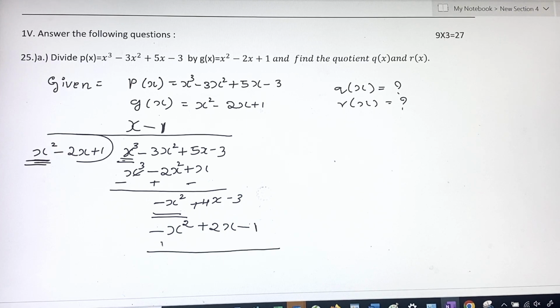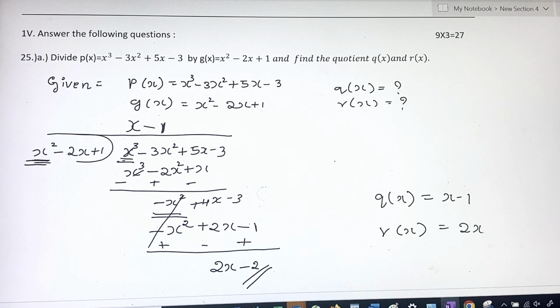Okay, again change the sign. So minus x square plus x square got cancelled. Plus 4x minus 2x is nothing but 2x. Minus 3 plus 1 is nothing but minus 2. Okay, this is the answer. So what is the quotient here? x minus 1. What is the remainder here? 2x minus 2. Okay, we have the final answer here. So if you write this, you get 3 marks.